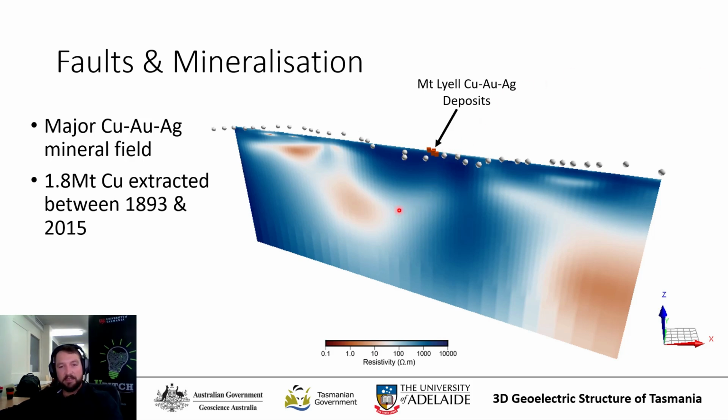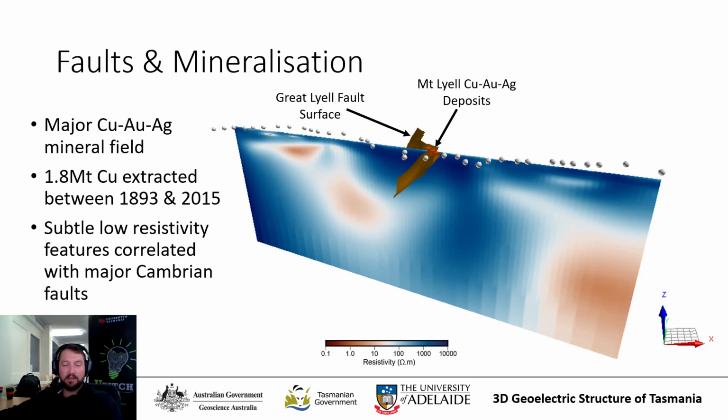And there is this, it's very subtle, but there seems to be some conductive structure linking that area to a mid-crustal conductor further to the west. If I overlay some major Cambrian fault structures that were reactivated in the Devonian now, the Great Lyell and the King River Fault, we see a reasonable correlation between these west-dipping faults and that subtle conductivity structure. And I think this relationship is causal.